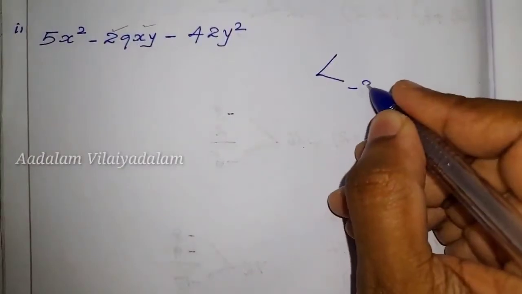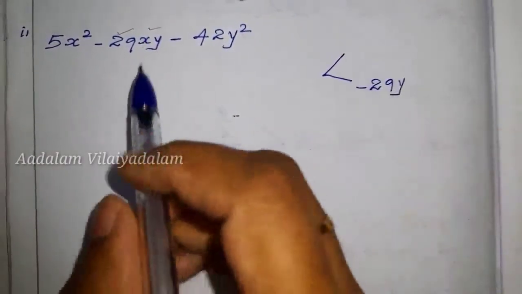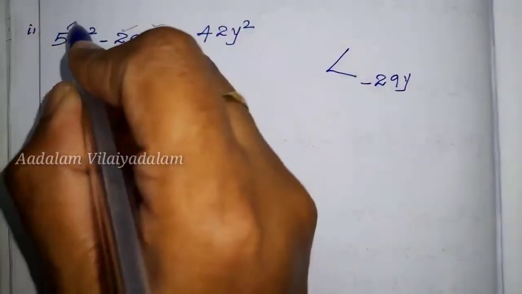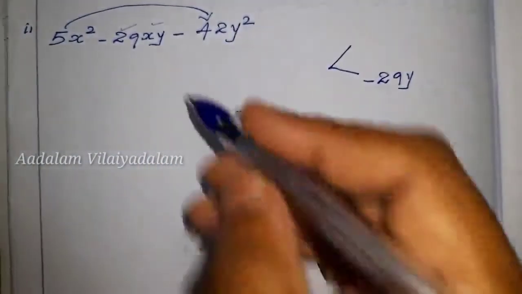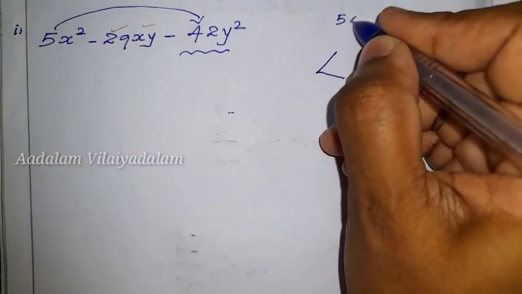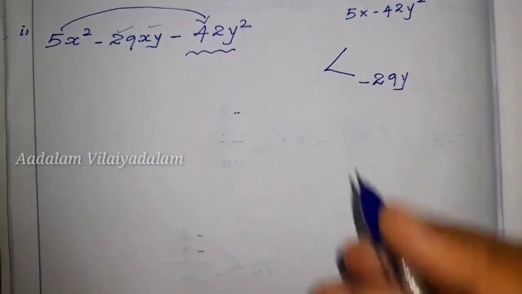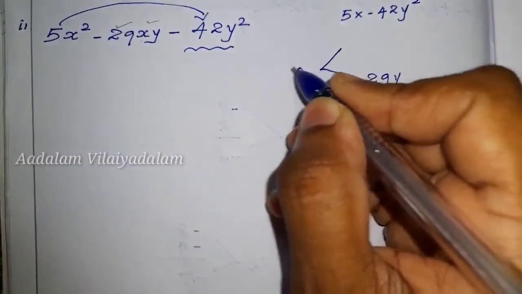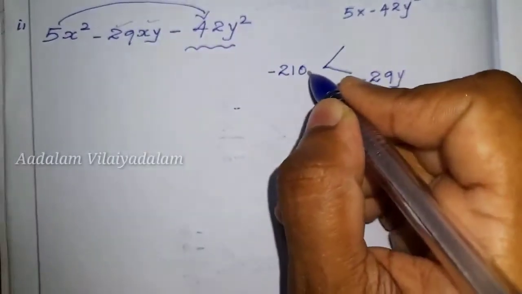The product of the terms: here the coefficient of x square is 5. So 5 into the constant term. Here the constant term is minus 42y square. So 5 into minus 42y square. So the answer is 5 2s are 10, balance 1, 5 4s are 20. So minus 210. This plus into minus, minus 210y square.